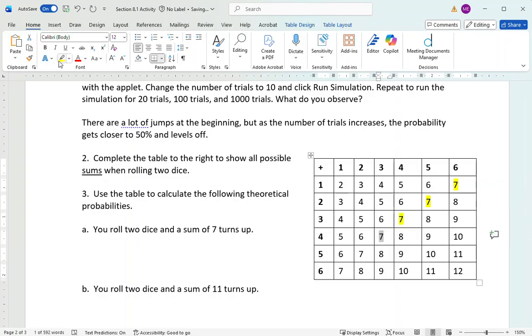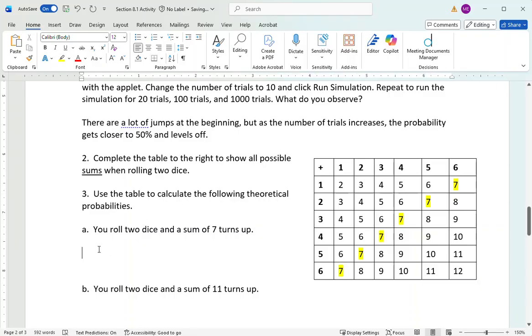As I can see, there are 6 of them. So there are 6 total ways to roll a 7 out of 36 total possible rolls. And so my probability is 6 out of 36.